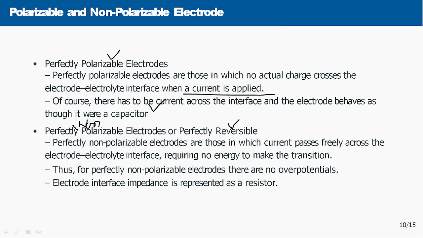So, these non-polarizable electrodes are those in which current passes freely across the electrode electrolyte interface, requiring no energy to make the transition. Thus, for perfectly non-polarizable electrodes, there is no overpotential. The electrode interface impedance is represented as a resistor. So, we can see here that non-polarizable electrodes have no overpotentials.